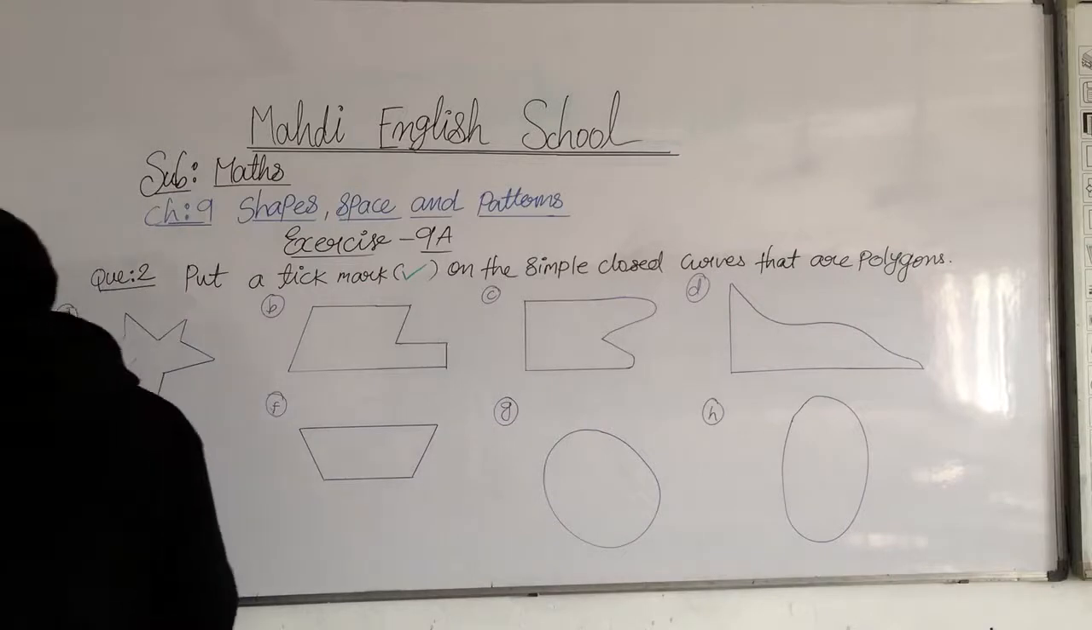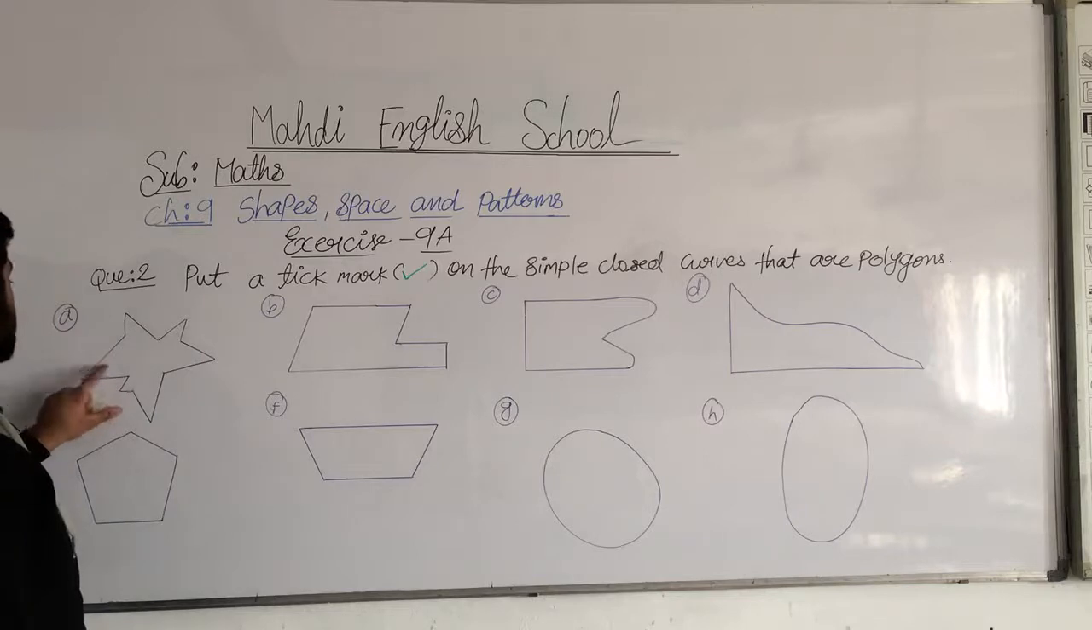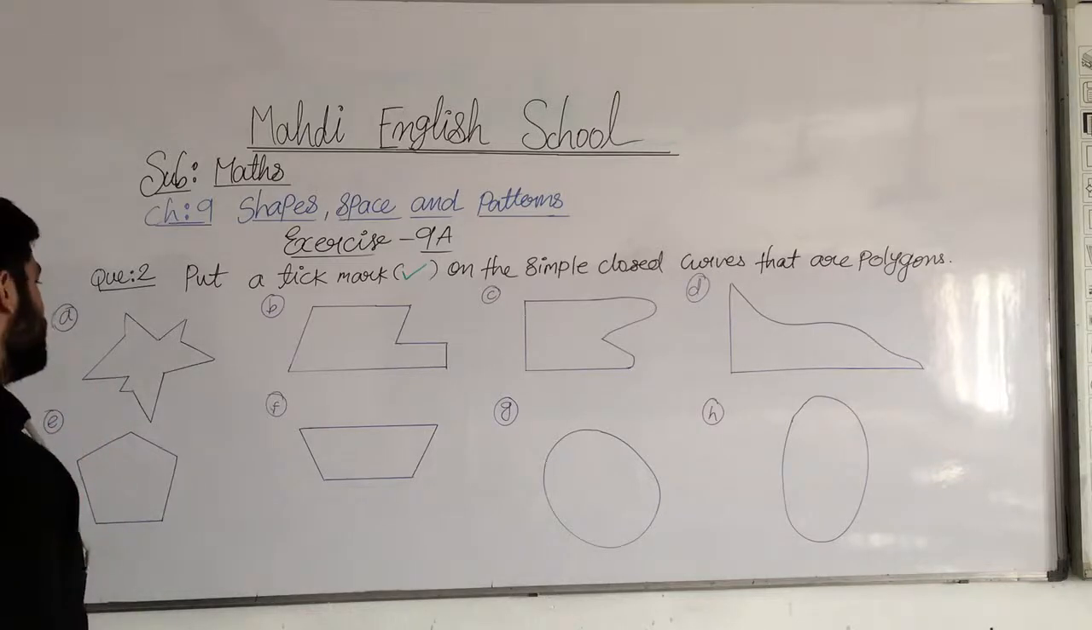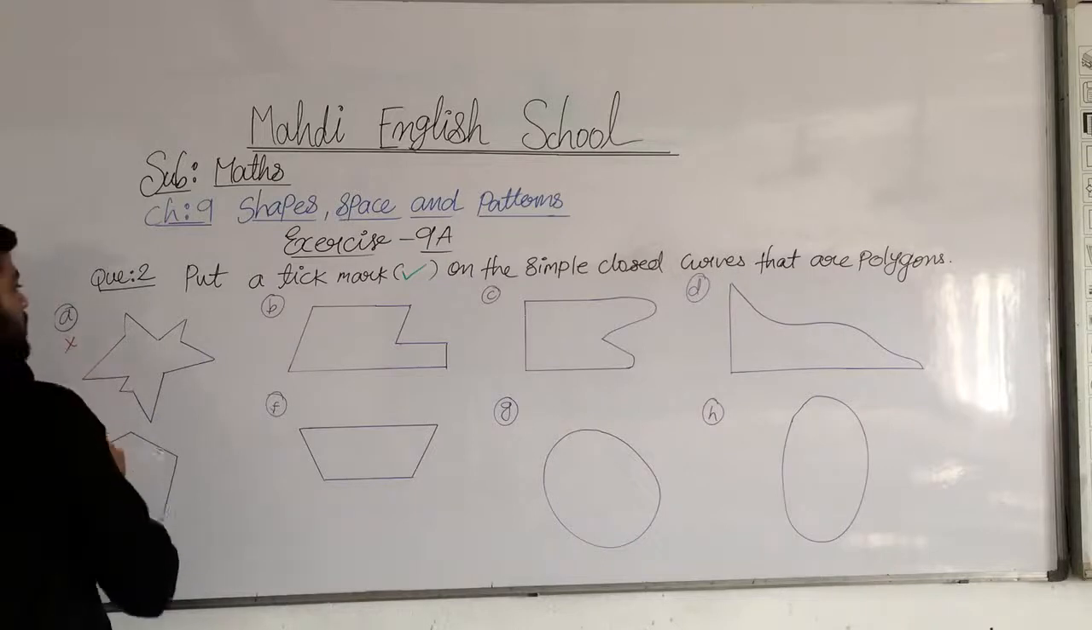Okay, it means we have to check the segments. So see, my dear students, it's a simple closed curve, but it's not a polygon. So what, my dear students? Cross.